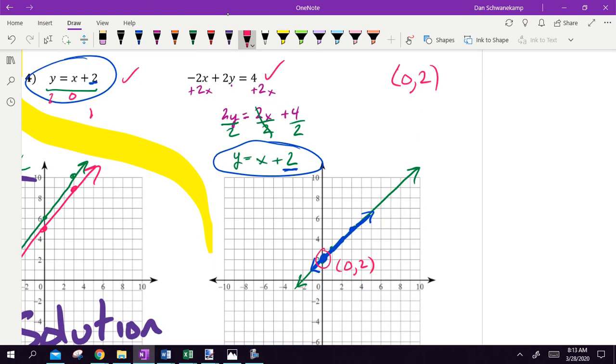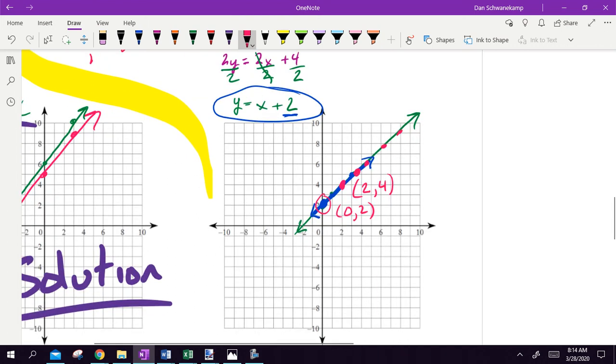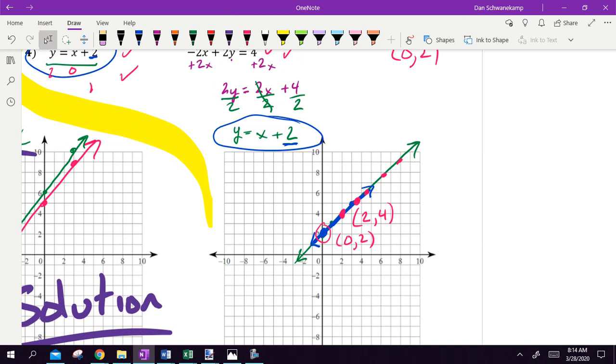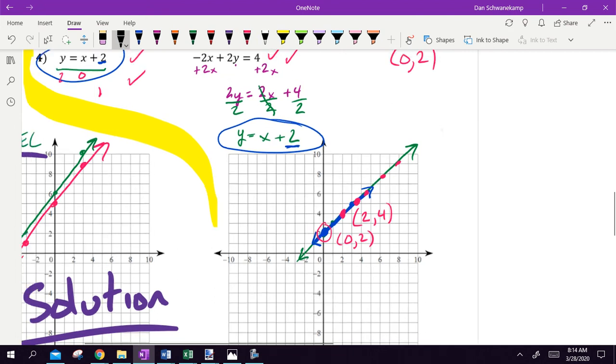Well, what about this ordered pair? Right there, that's the ordered pair 2, 4. If I plugged in 2, I would get 4. Yep, that would work. In fact, any combination on these two lines, anywhere on this thing, if I plug it into one equation, it's going to work in the other one as well. So there's not just one solution. There's millions of solutions. In fact, that line goes on forever and ever and ever.